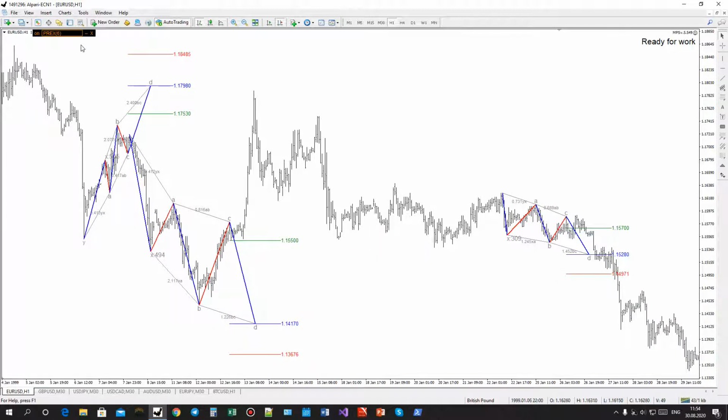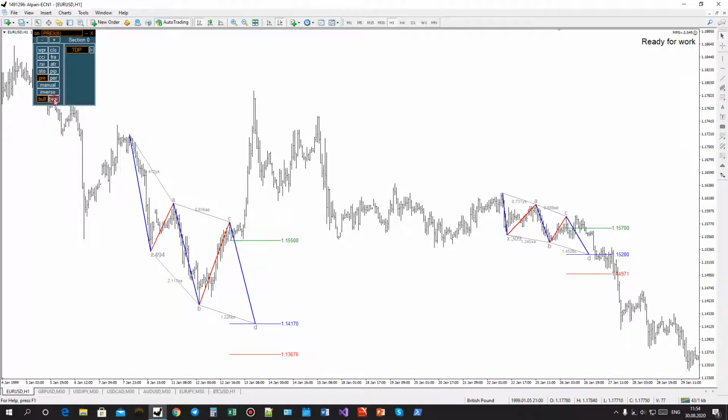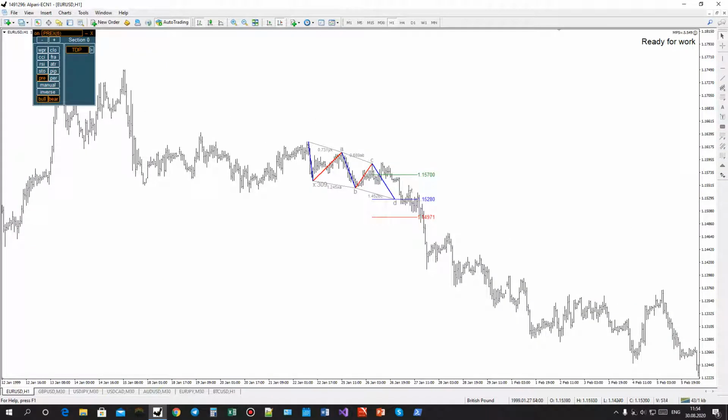So we have potential paths. We can enable bull patterns, enable bear patterns to make it clear. The D point is the potential pattern completion. You see here the pattern didn't complete, and then we go here. This one completed on this candle, and it was not a reversal, it was a continuation, so it goes to the downside.